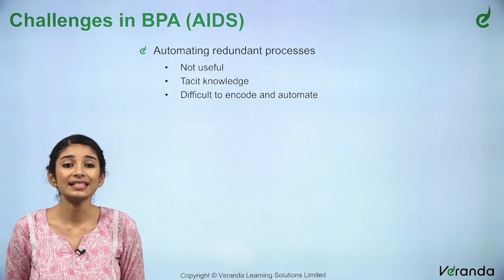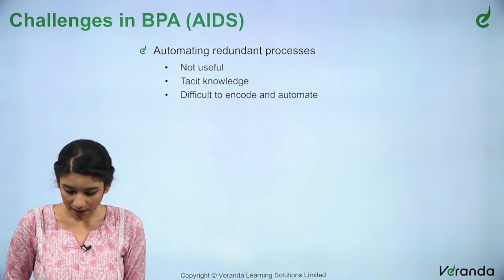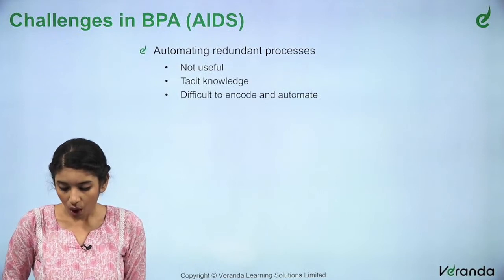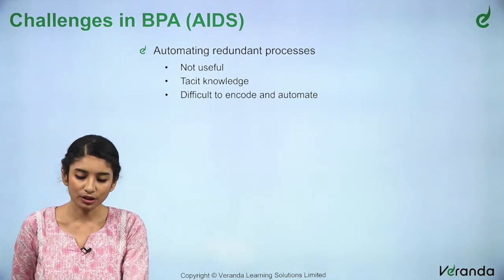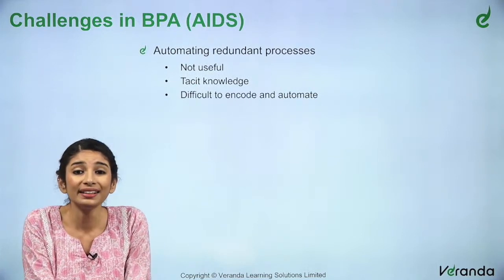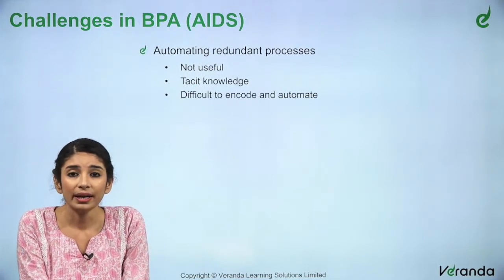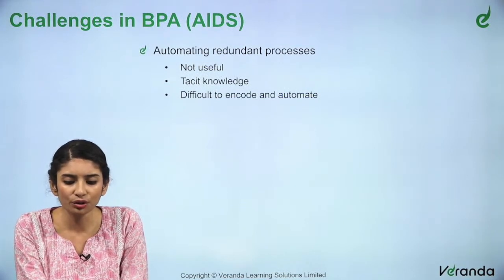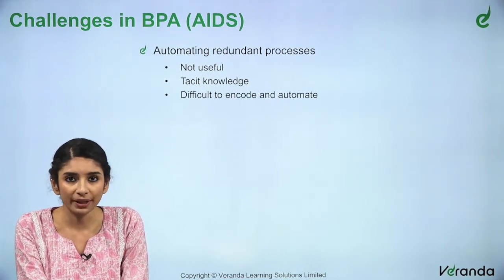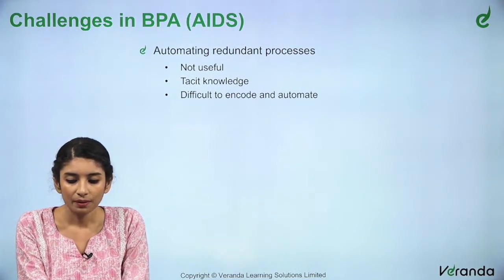Next question here is challenges in BPA. The keyword for this is AIDS. A stands for automating redundant processes. So processes that are redundant, what is the English meaning of redundant? It means not useful, useless. So processes that are not useful, it's better not to automate them. You can just ignore it or have it done manually.